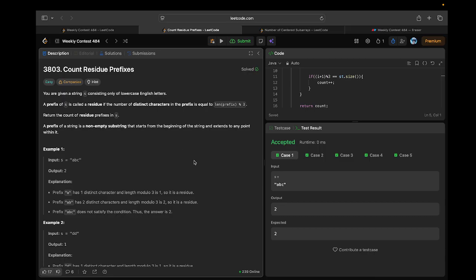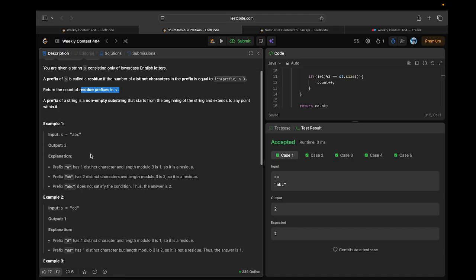Let's see what the problem is trying to say to us and what we have to achieve. You are given a string s consisting of only lowercase English letters. A prefix of s is called a residue if the number of distinct characters in the prefix is equal to the length of the prefix mod 3. Return the count of residue prefixes in s. A prefix is a non-empty substring that starts from the beginning of the string and extends to any point within it.